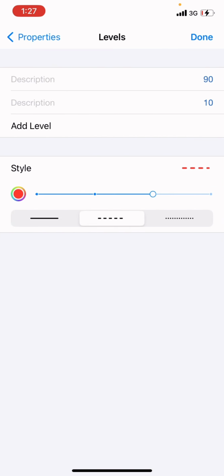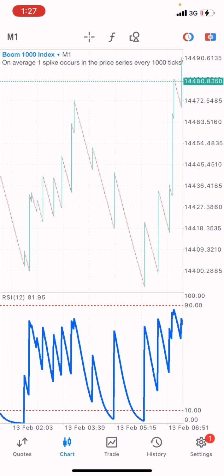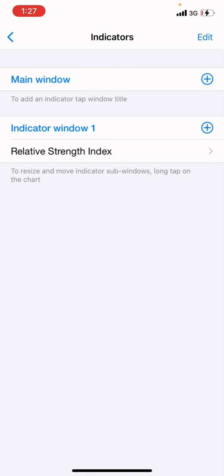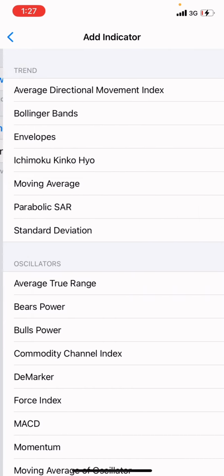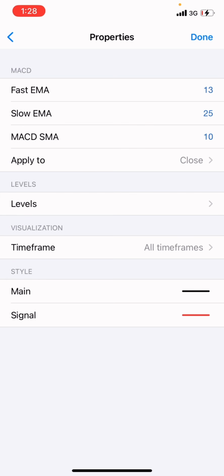Then you put on the levels, you put on 90 and you put 10 right here. Then the style, you put on 3 pixel with this middle line, right? Then for the style right here, you put it on 3 pixels with this straight line here, this first straight line at that point. Then you click on done right here, just as you can see. Then for the second indicator, we're going to be using the MACD indicator. You put on the MACD on the fast EMA 13, slow EMA 25, MACD SMA 10. Then you apply to close.